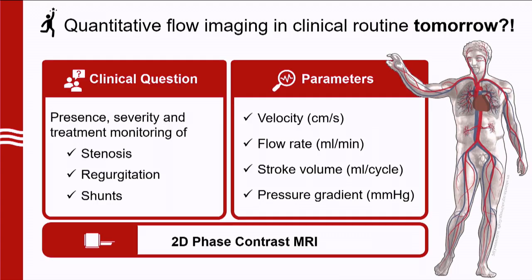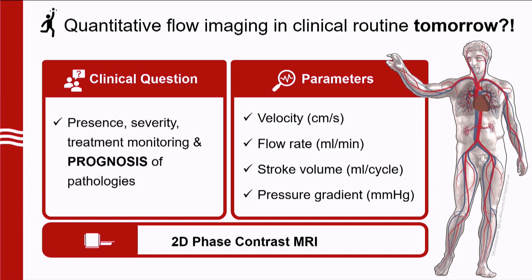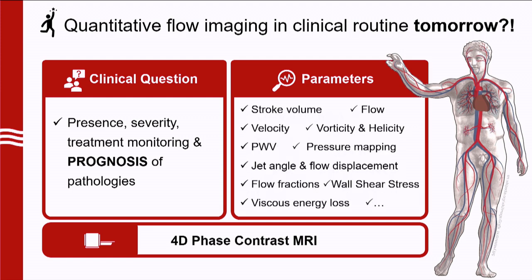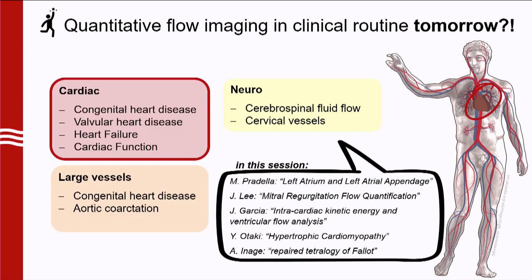So what about flow imaging of tomorrow? I think we can answer much more than these 3 basic questions. I think we will add many other pathologies, and I think we will add prognosis to our repertoire. I think we will be able to say something about the prognosis. I think we will use 4D phase contrast MRI more often, and that gives us a myriad of parameters, some already established, and lots of fancy new parameters that are exciting to explore.